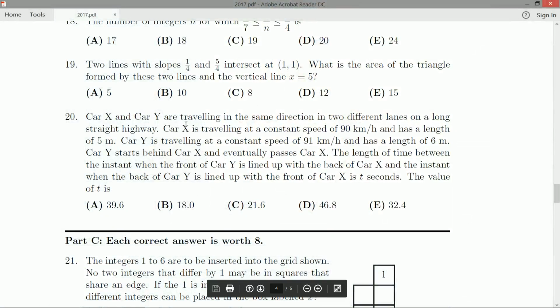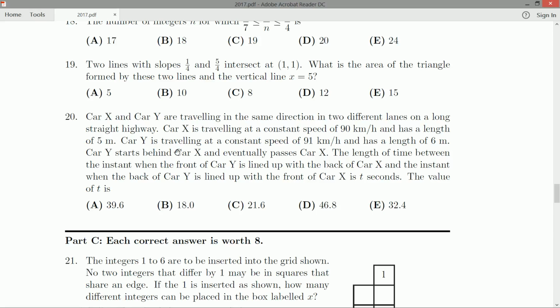Car X and car Y are traveling in the same direction in 2 different lanes on a long straight highway. Car X is traveling at a constant speed of 90 kilometers per hour and has a length of 5 meters. Ooh, okay, so already I'm a little suspicious of 5 meters, 90 kilometers. I feel like we're going to have to be converting units, and that might be something that causes some problems. Car Y is traveling at a constant speed of 91 kilometers per hour and has a length of 6 meters, or 0.006 kilometers, because there are 1,000 meters in a kilometer.